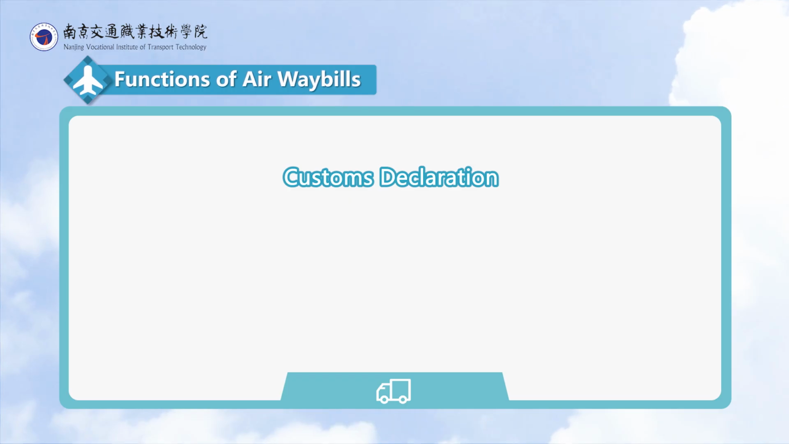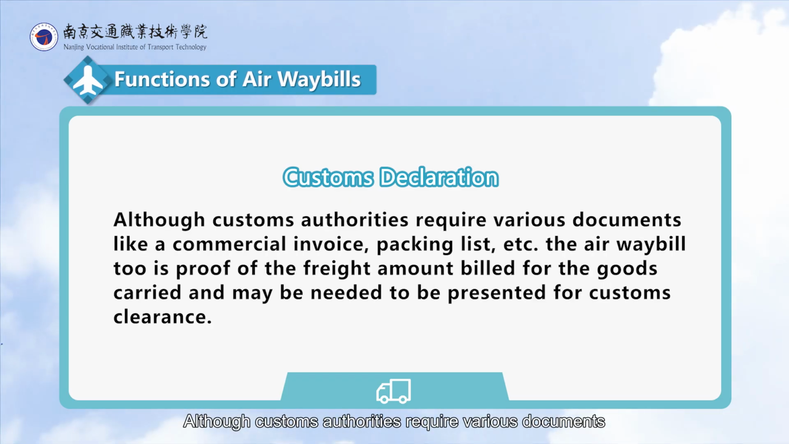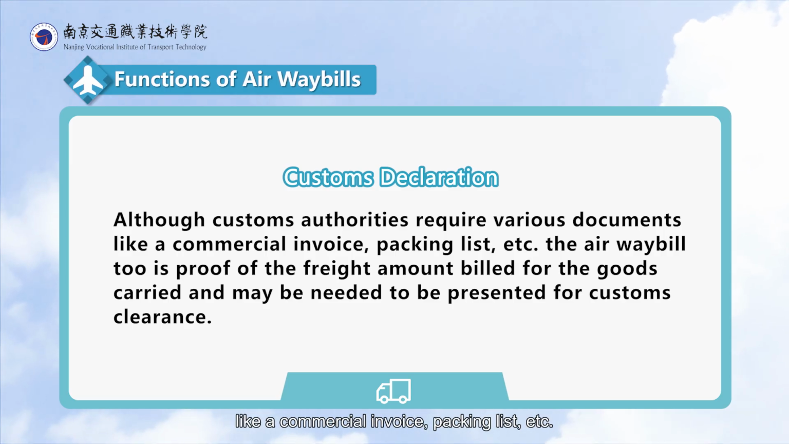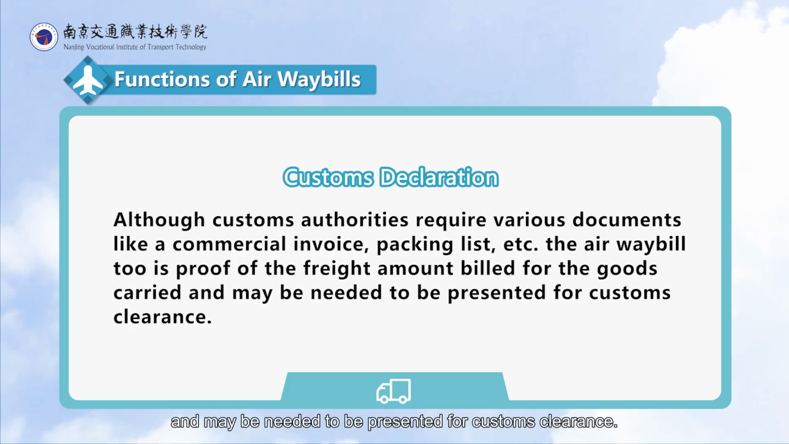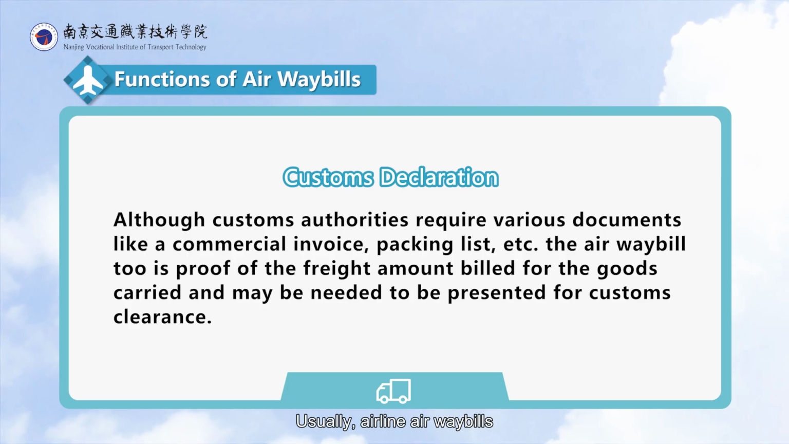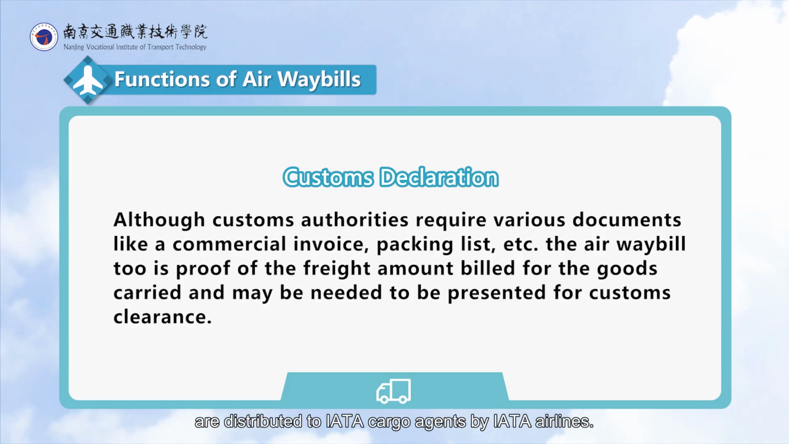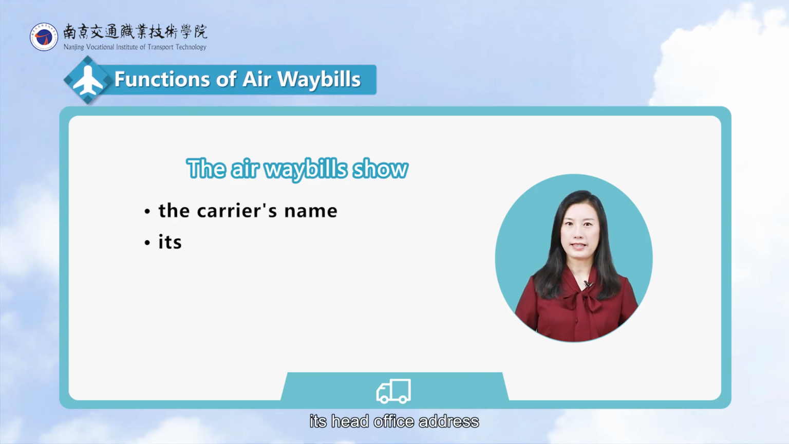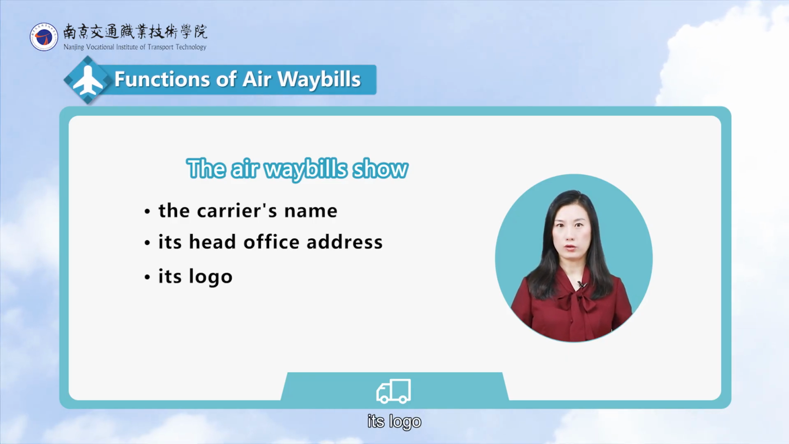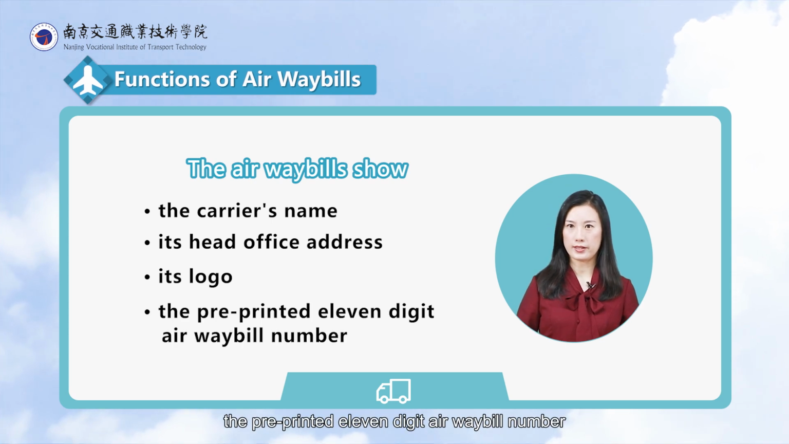Customs declaration. Although customs authorities require various documents like a commercial invoice, packing list, and so on, the airway bill too is proof of freight amount billed for the goods carried and may be needed to be presented for customs clearance. Usually, airline airway bills are distributed to the IATA cargo agents by the IATA airlines. The airway bills show the carrier's name, its head office address, its logo, and the pre-printed 11-digit airway bill number.